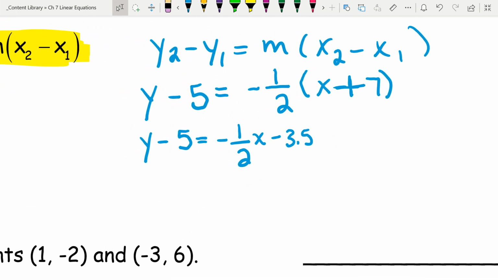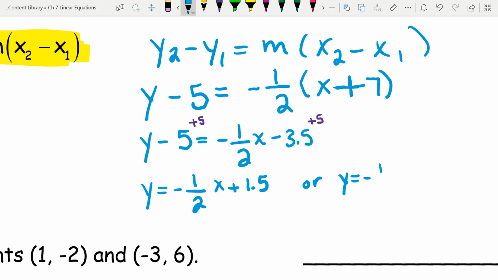So, do I have only one step left to do now? Yeah, I have one step left to do. I have to add the 5. So then y equals negative 1 over 2x plus 1.5, or y equals negative 1/2 x plus 3 over 2. Are we good with both of those? Talk to me, guys. Are we good? Yep. Yep. Oh, say that again.